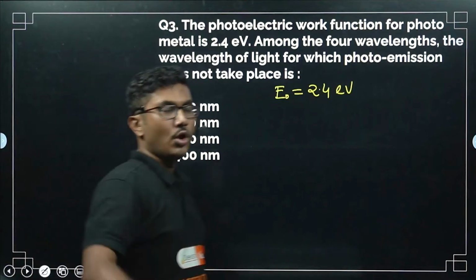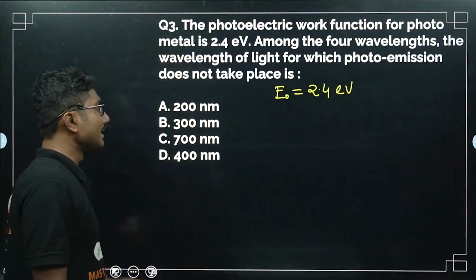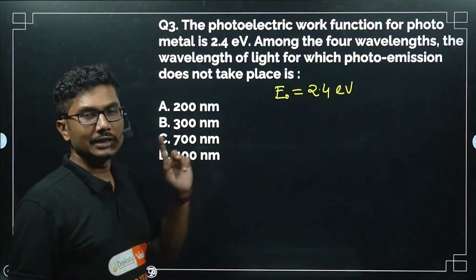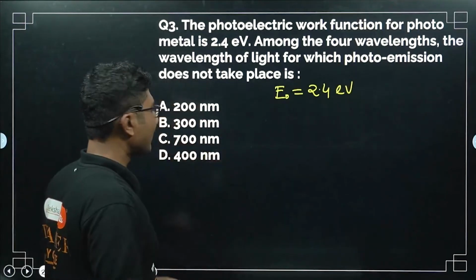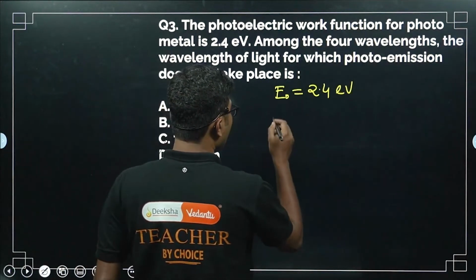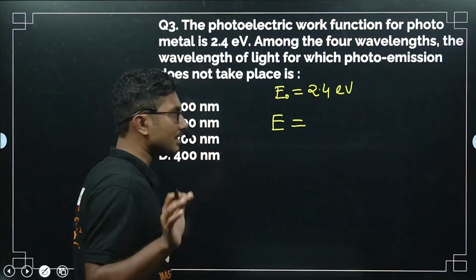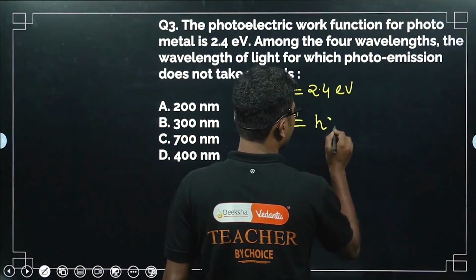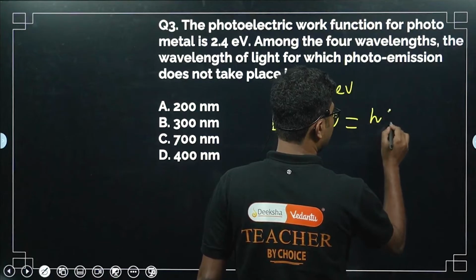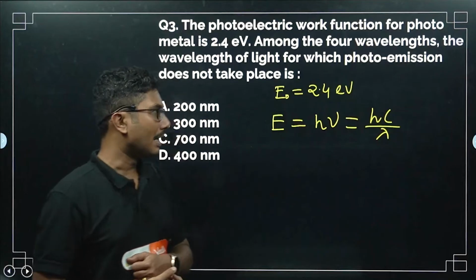Now I will teach you one mathematical approach, then one logical reasoning approach. Because only one option is correct, you don't need to solve it. If you know the logical reasoning, you can easily answer that. But first let us look into that in terms of mathematics. We know that the energy of photon is given by h nu, or nu can be written as c by lambda. So in terms of wavelength, it is hc by lambda, right?